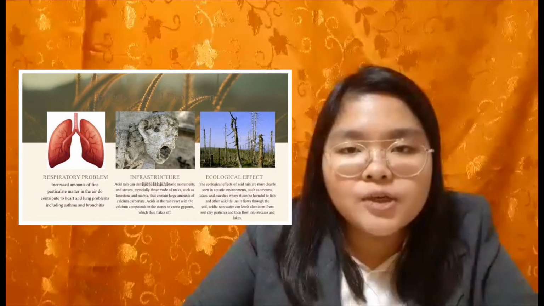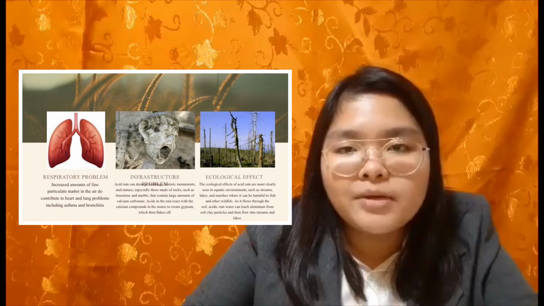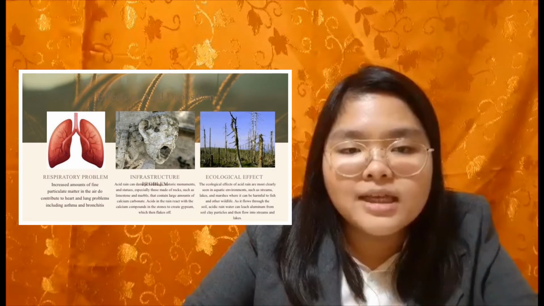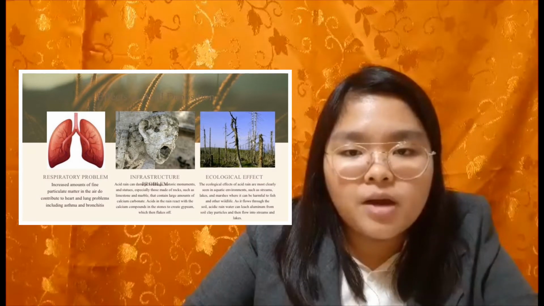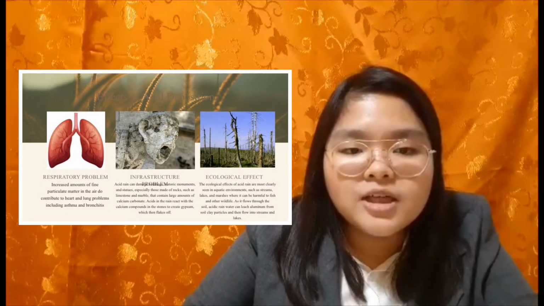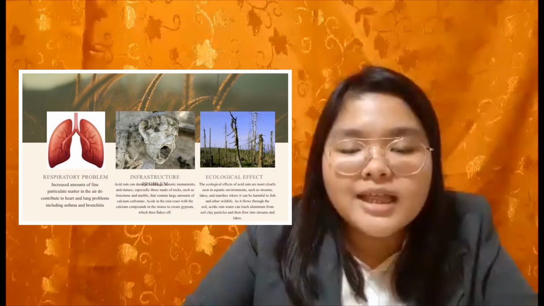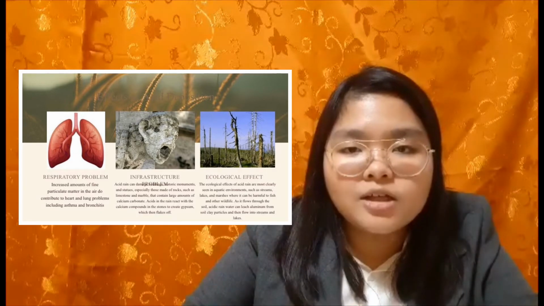While in infrastructure problems, acid rain can damage buildings, historic monuments, and statues, especially those made of rocks such as limestone and marble, because they contain large amounts of calcium carbonate. Then acids in the rain react with calcium compounds in the rock to create gypsum.